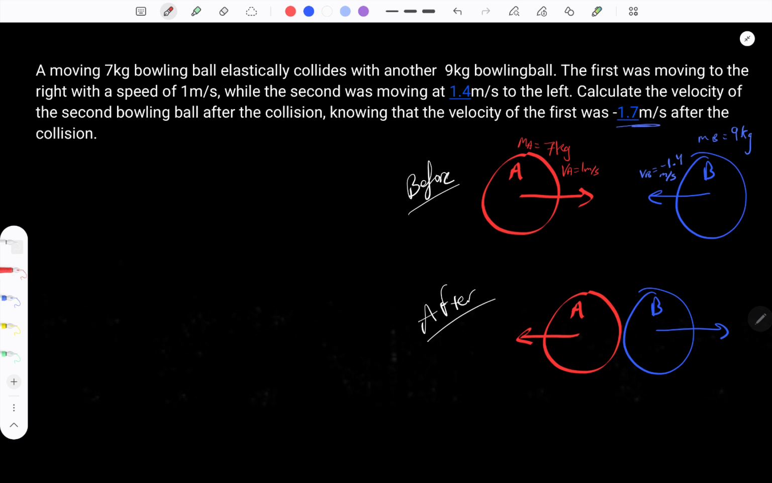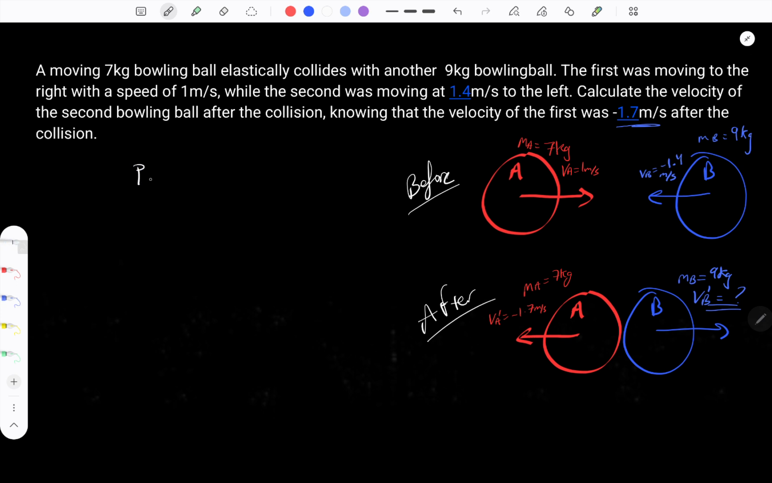So after the collision, MA stays the same. It is 7 kilograms, of course. But now the velocity of it, VA, is negative 1.7 meters per second, and we're going to write that as VA prime. Now, we know that MB stays the same. It is going to be 9 kilograms, but VB is the thing that's changing. So V prime B is our unknown.